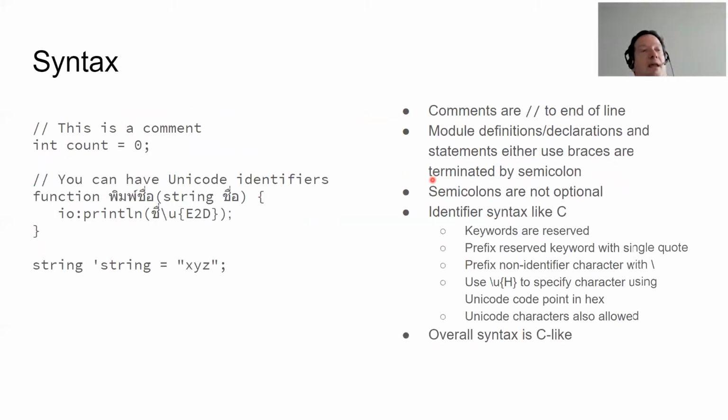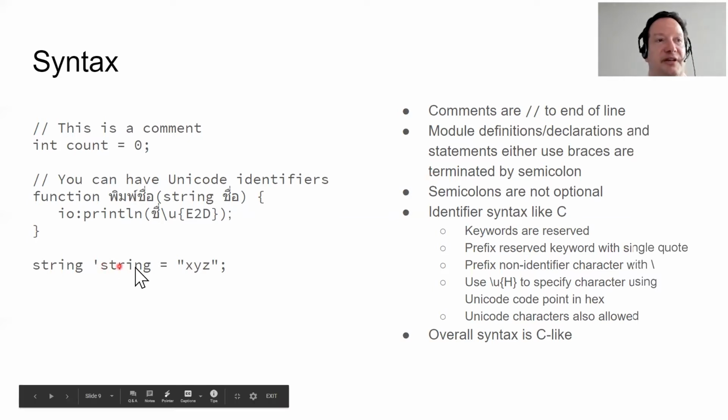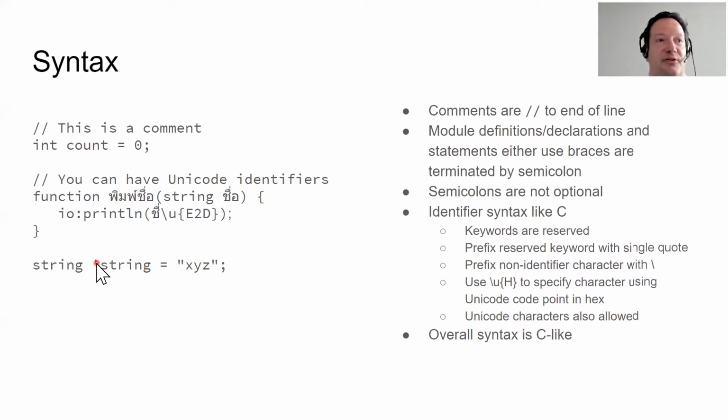Okay, so syntax. Comments start with double slash and go to the end of the line, which comes from C++. Things at the module level, syntactically, either have curly braces or they end with a semicolon. Unlike in JavaScript, you can't omit semicolons, you need to put the semicolon in. Our identifier syntax is like C. Keywords are reserved. If you need to use a reserved keyword for whatever reason as an identifier, you can put a single quote in front of it.